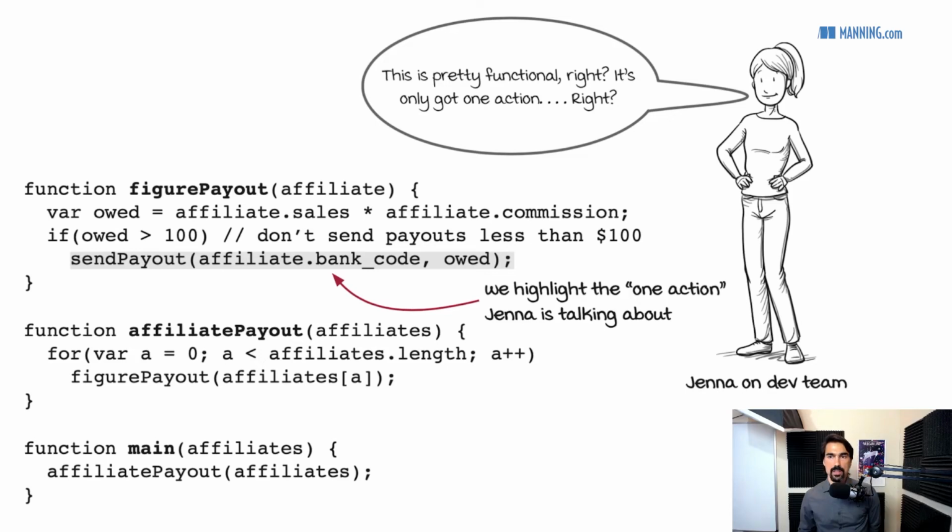So obviously send payout is an action. It's reaching out to another system and sending money to them. So if you call it twice, it's a big deal. You're giving too much money. But is the rest of her code actions? She claims it's only got this one. So let's apply the spreading rule, and we'll learn it as we go.